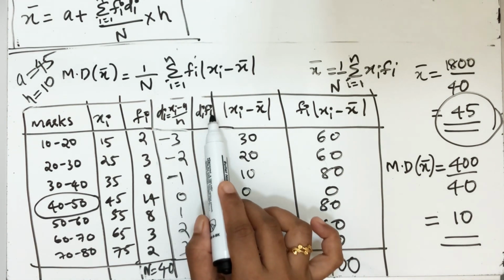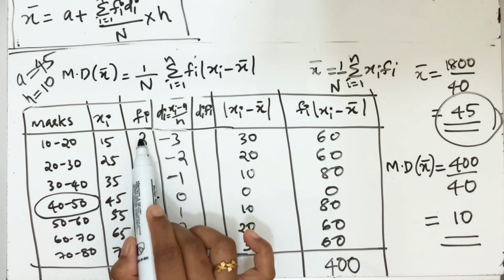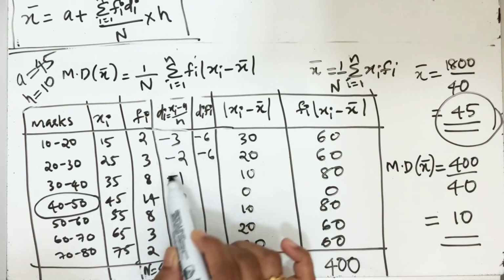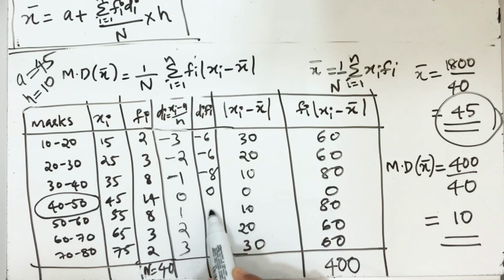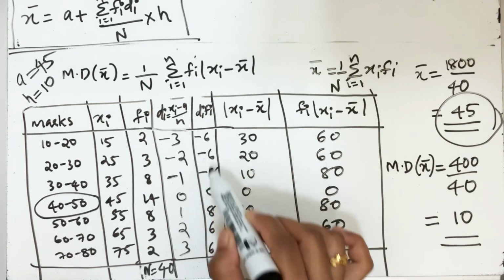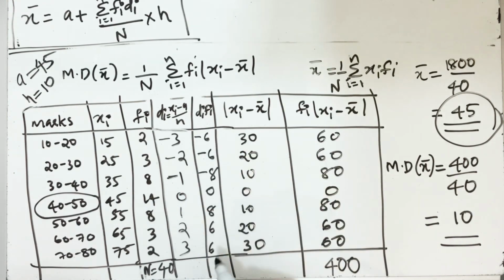Next di into fi, that is this column into this column. 2 into minus 3, minus 6. Here minus 6. Here minus 8, 0, 8, 6, 6. Now we want sigma di fi, the sum of these values. So it will be 6 minus 6, 0. 6 minus 6 again 0. 8 minus 8, 0. So this value is 0. So sigma di fi we have got 0.